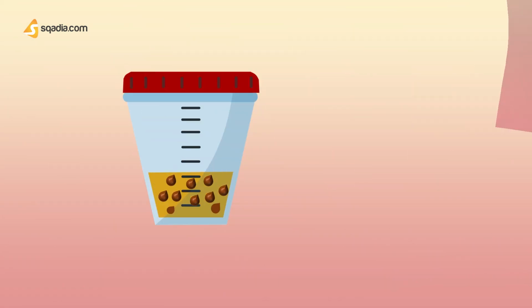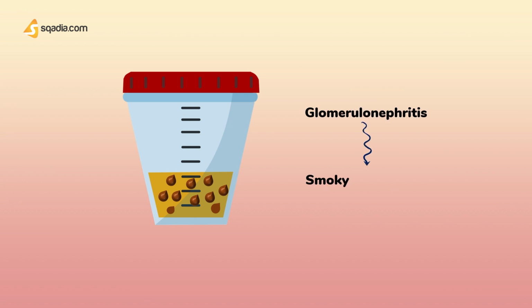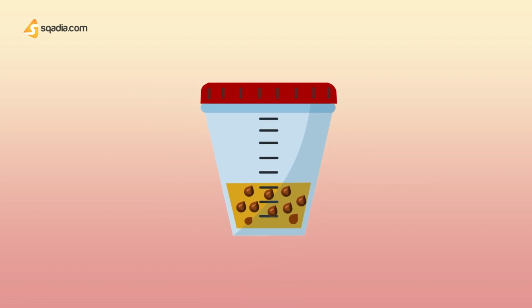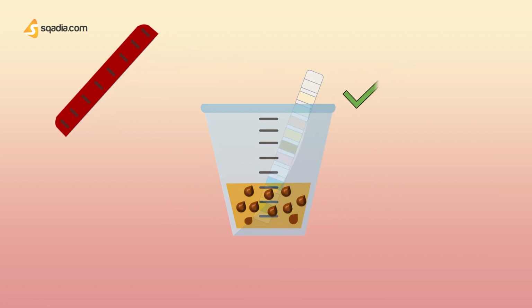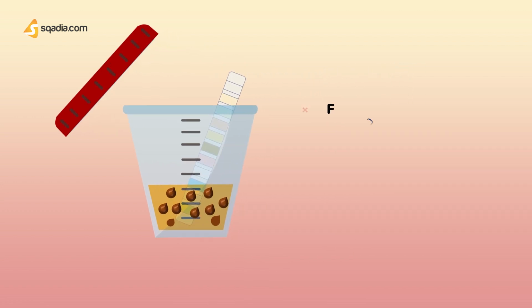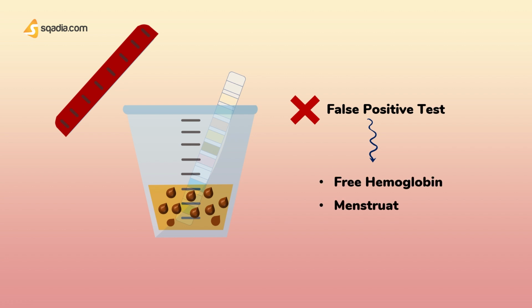The small amount of blood found occasionally in urine from patients with glomerulonephritis can make it smoky in appearance. Urinary dipsticks are very sensitive to even a very few red cells in the urine. False positive dipstick tests for blood can be obtained with the presence of free hemoglobin or myoglobin in the urine and by contamination from menstruation.